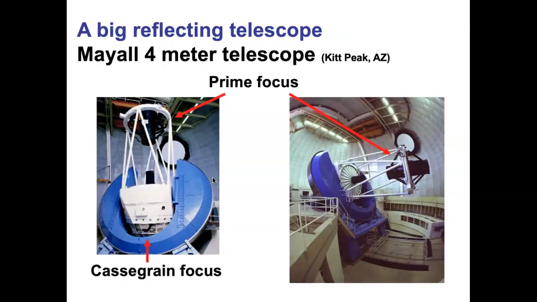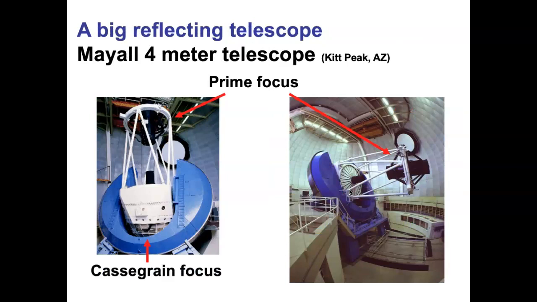This is a couple of pictures of the big Mayall 4-meter telescope up on Kitt Peak. Right? The Mayall is a 4-meter telescope, meaning 4 meters long? No. The length of the telescope tube doesn't really matter. That's just details of engineering. The important thing is the diameter of the mirror. So the primary mirror here is 4 meters. So this is pretty big, right? 4 meters is over 12 feet in diameter, pretty darn big.